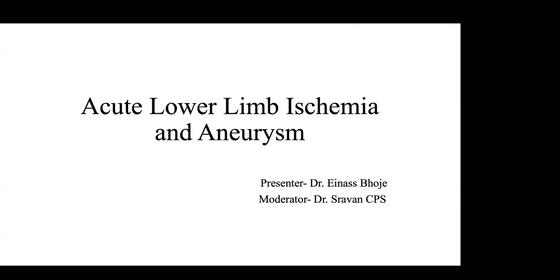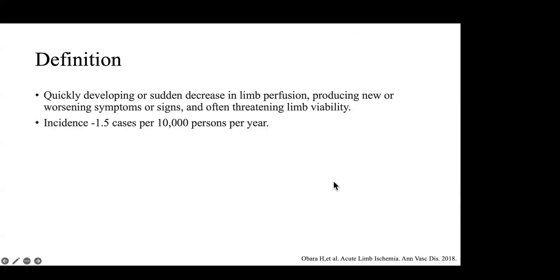Today's topic is on acute lower limb ischemia and aneurysm. As per the 2007 Inter-Society Consensus for Management of Peripheral Arterial Disease, they have defined acute limb ischemia as a quickly developing or sudden decrease in limb perfusion, which usually contributes to producing new or worsening symptoms or signs, and often it is associated with threatened limb viability.